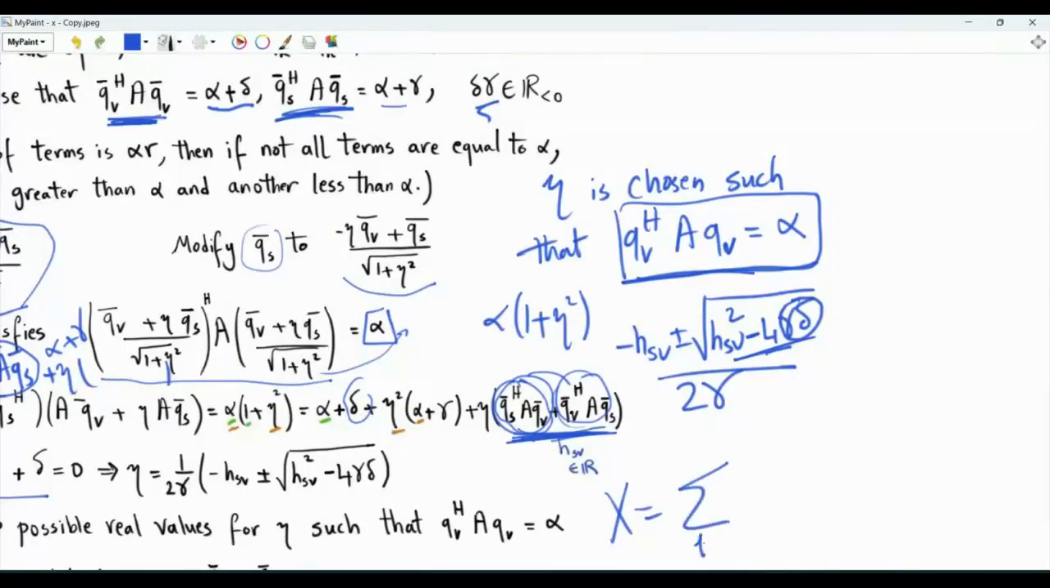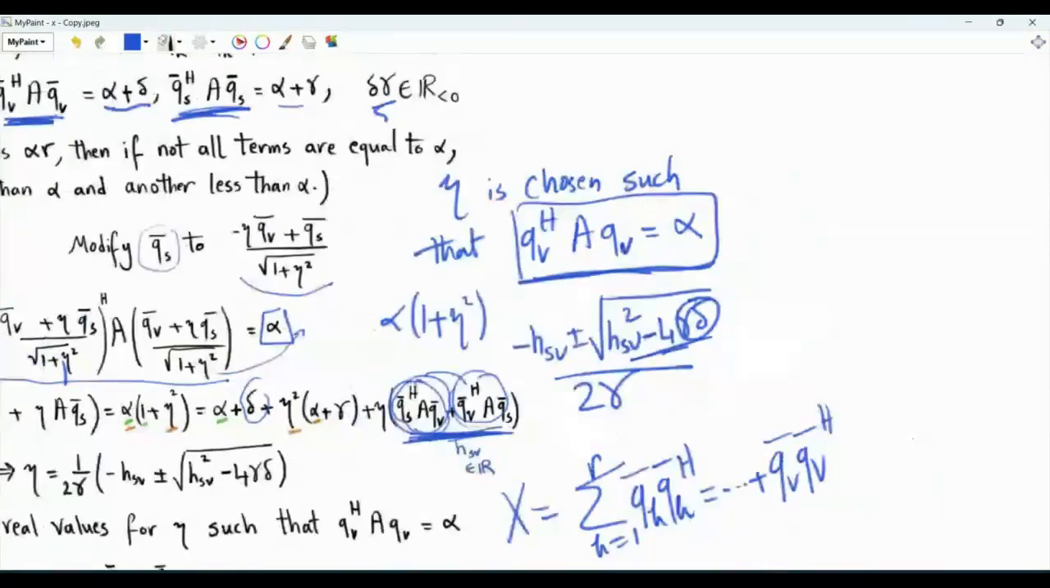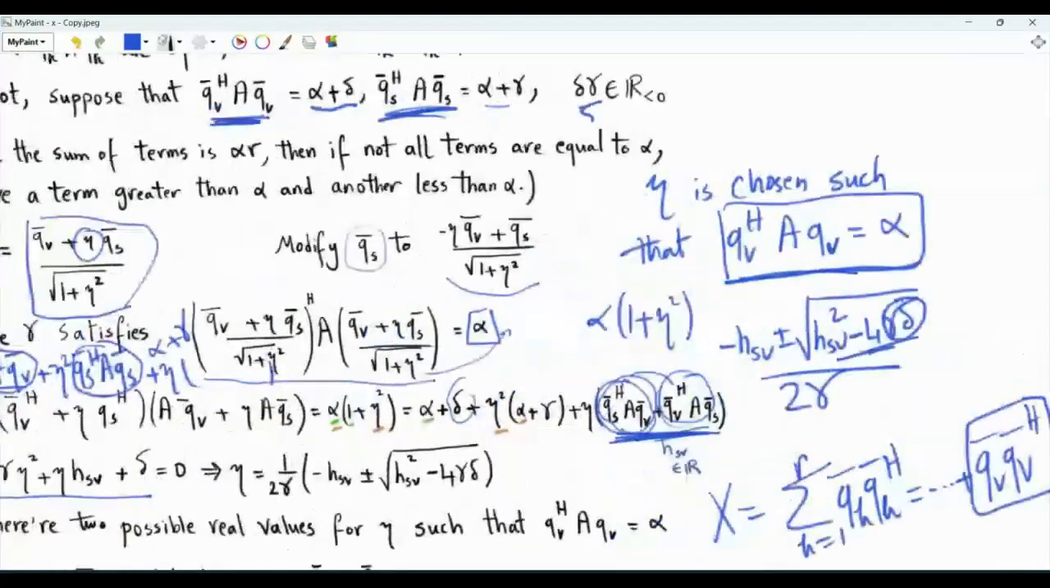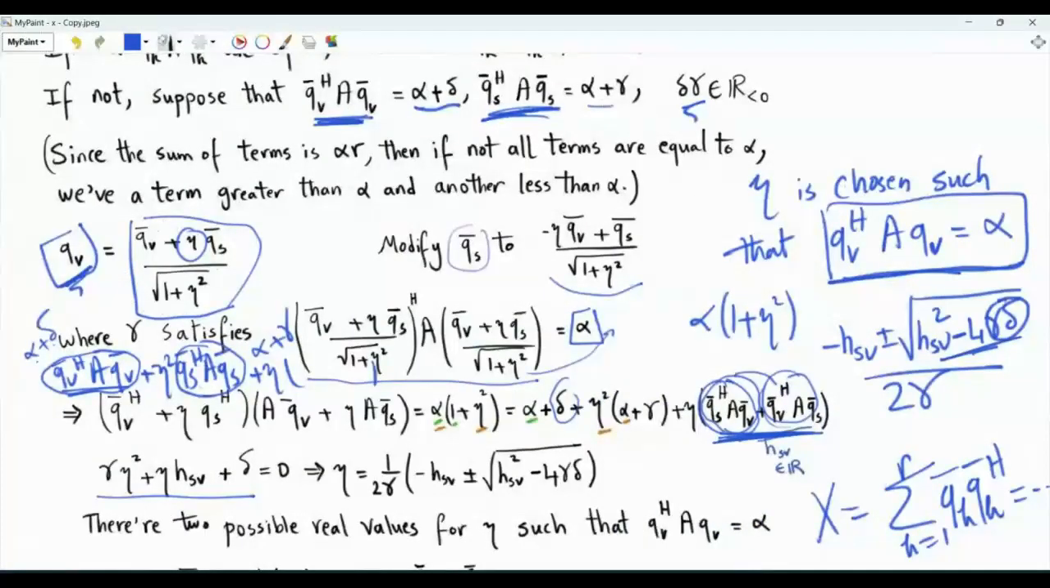Recall that X is the summation for k from 1 to r of q bar k Hermitian. So it is a summation, and there is a term here q bar v Hermitian, and there is another term which is q bar s Hermitian. So what did we do? We took this and we changed vector q bar v into the vector qv, which is given by this linear combination of the 2 vectors q bar v and q bar s.